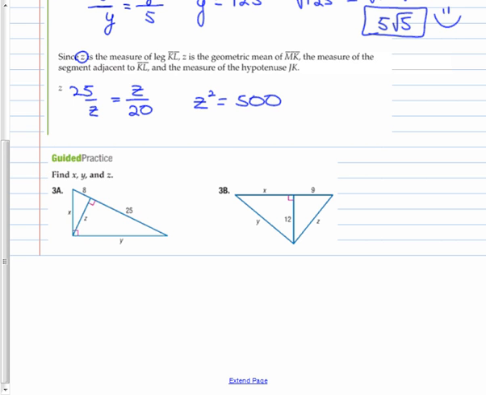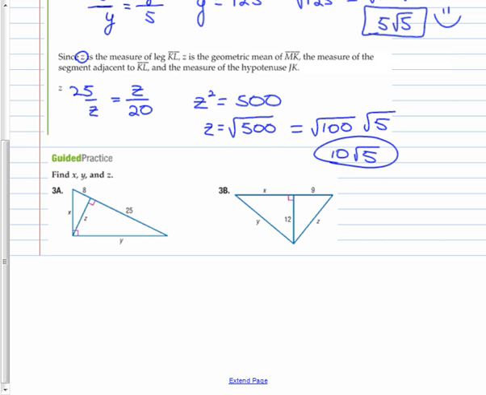So if we go to take the square root of 500, do I get an integer? No. So what's the largest perfect square that goes into 500? 100. How many times? 5 times. So if I have the square root of 100 times the square root of 5, that's called 10 square roots of 5. There's our answer. All right?